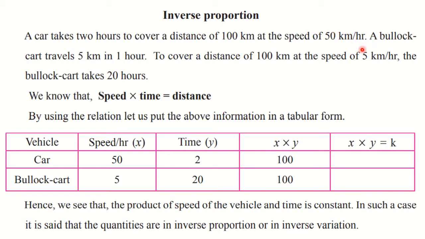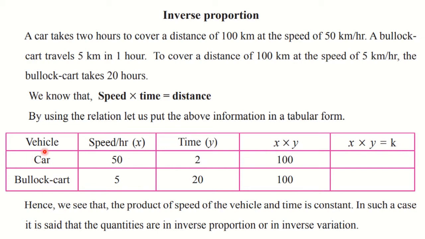So here for 100 kilometers the car is taking only 2 hours. Why? Because the speed of the car is more. Opposite to that, the bullock cart is taking 20 hours to cover the same distance, because the speed of the bullock cart is less. So here you will observe that as the speed increases, time decreases. Correct? So in this case, as one quantity is increasing, the other quantity is decreasing.